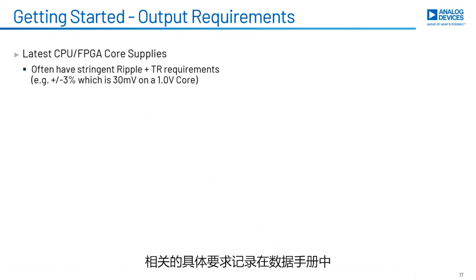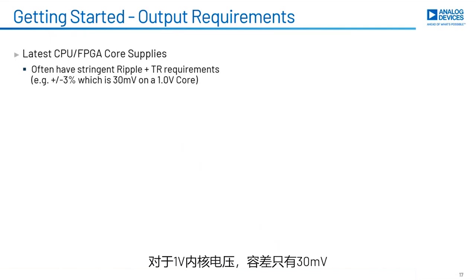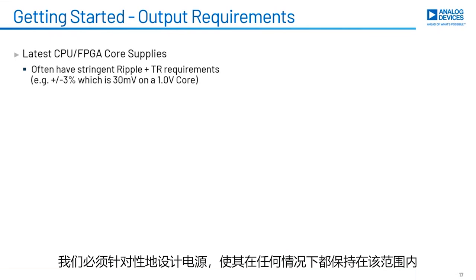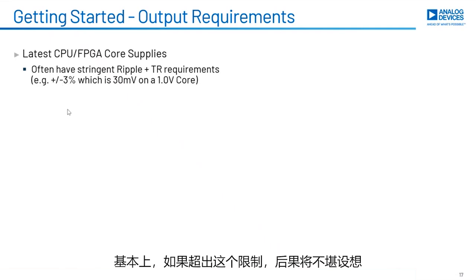So these devices, and it'll be specified right in their data sheet, it might say the core supply has to stay within plus or minus 3% of its nominal value. And so on a 1-volt core, that's only 30 millivolts. That's a pretty small voltage. And we have to design the power supply to stay within that window under all circumstances. Because if you go outside that 3% window, the manufacturer won't guarantee that the operation will continue as expected. So all bets are off, basically, if you exceed this window.